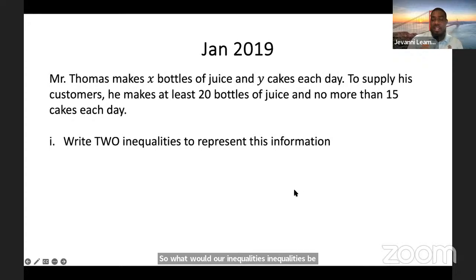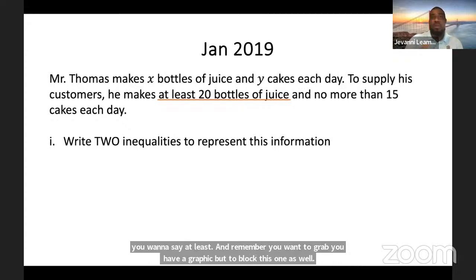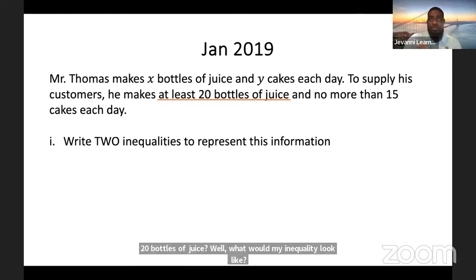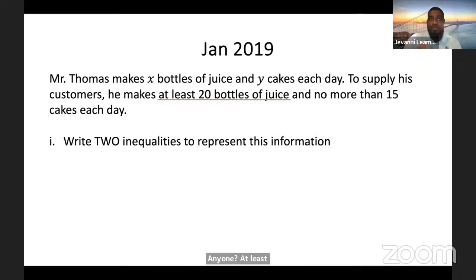You want to say at least, and remember you have graph paper to plot this one as well. So at least 20 bottles. How would I represent at least 20 bottles of juice? What would my inequality look like? Anyone? All right, X is greater than or equal to 20.